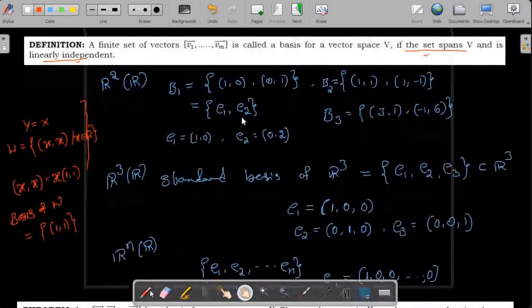Now I'd like to express this basis set with the help of the standard basis. So simply this is how I'm going to write E1 plus E2. This basis of W is nothing but, in terms of the standard basis, E1 plus E2, because you know E1 is (1, 0) and E2 is (0, 1). If you add those two, you'll get this guy, E1 plus E2.